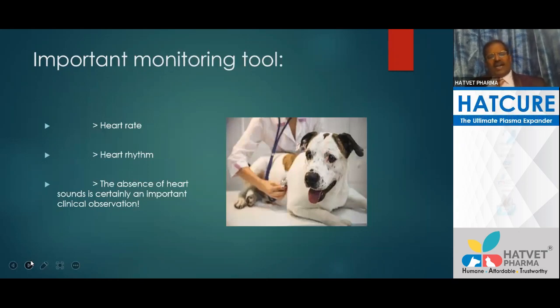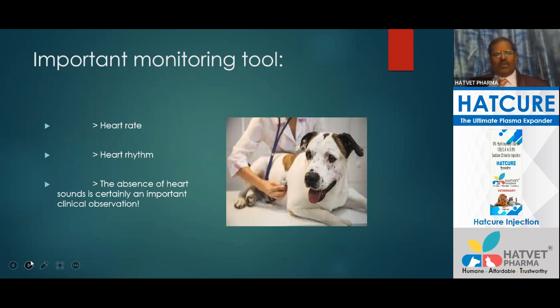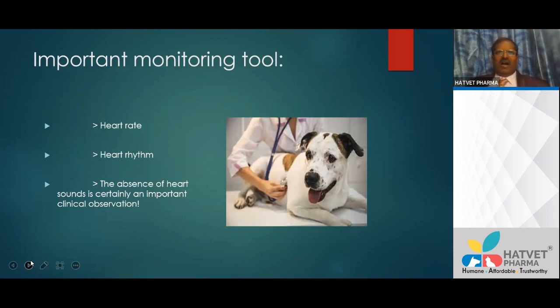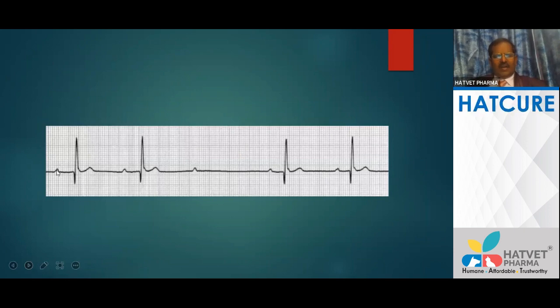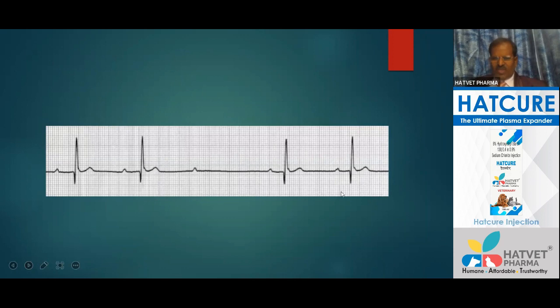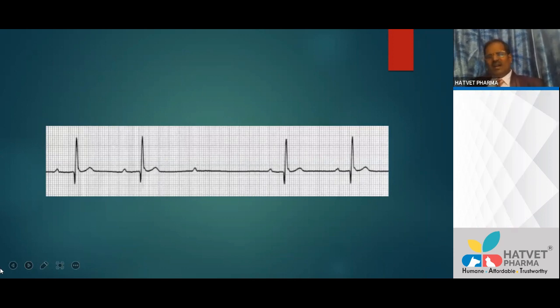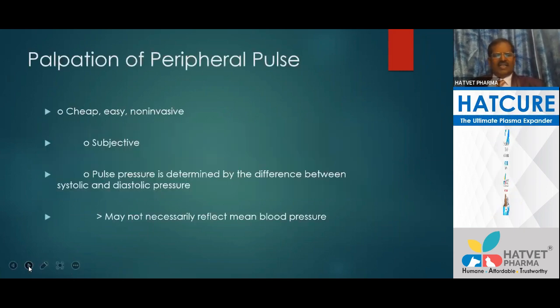Important monitoring tools: heart rate and heart rhythm are also very important. For every heart rate, there should be a pulse rate. If the heart rate is more and the pulse rate is low, they call it pulse deficit. The absence of heart sound is certainly an important clinical observation. If you don't find the heart rate, it's an emergency that has to be addressed on time. Normally, the P wave, Q, R, S, T complexes should be uniformly present on the ECG strip. If you are not able to see the complexes uniformly on the strip, then it's called arrhythmias. That also we need to identify and then address the problem.